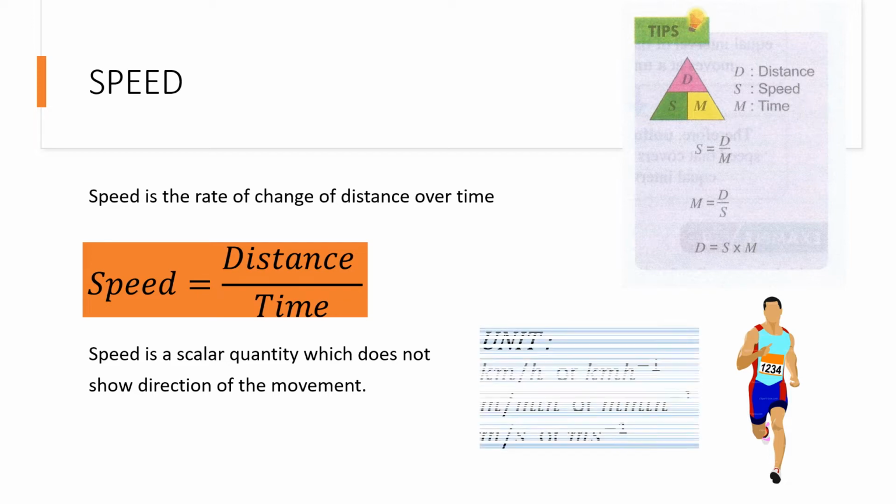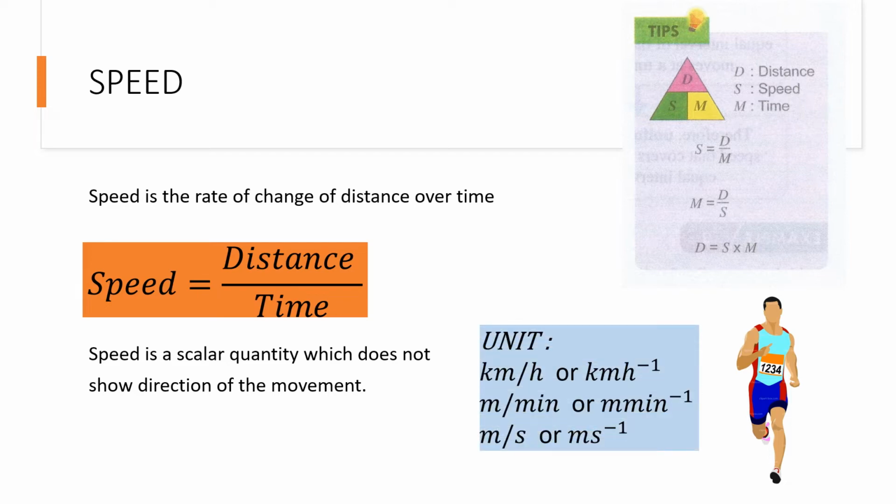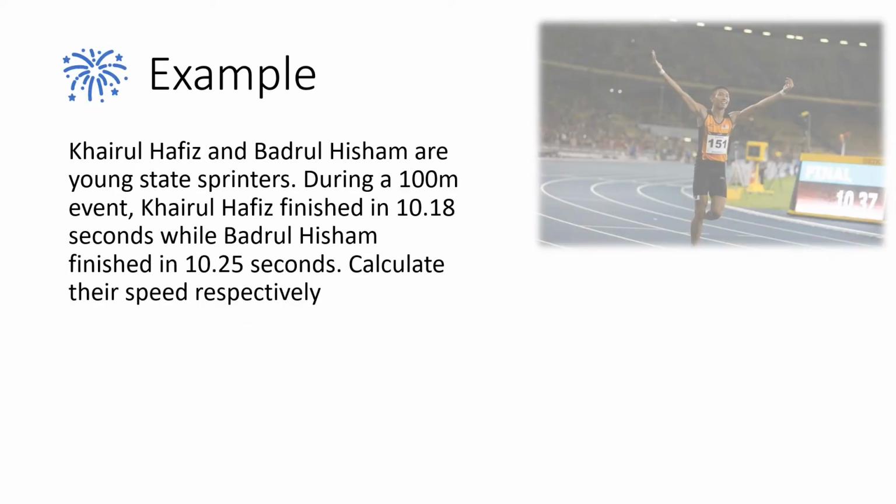Okay. So in speed, there are units for speed, this is the common one we use, which is kilometer per hour, meter per minute, or meter per second. So kilometer per hour, we can also write as km hour negative 1. Okay, meter minute negative 1. Meter second power of negative 1. Okay, so both of these are the same. Okay, it's just different representation for the units. Alright. So example for speed.